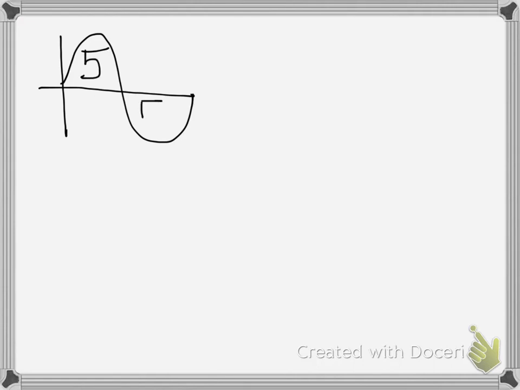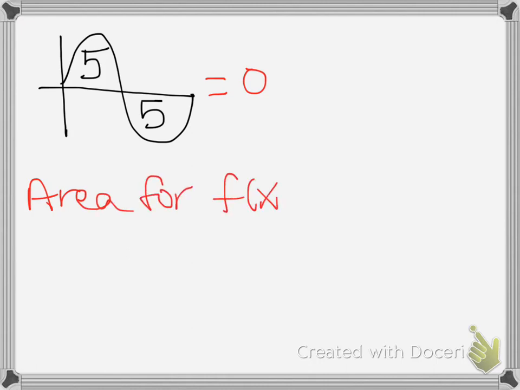What about this guy? What if I said this was 5 and so was that guy? What's my area then for this image? And you're probably thinking 0, which is so correct. Because the area for f of x less than 0 is negative, meaning under the x-axis.